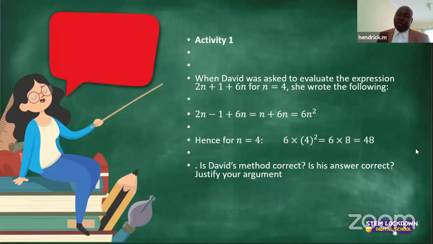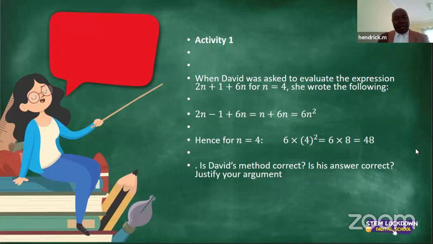But I think what Ntokozo is saying is correct. The correct answer will be 33, in the sense that the first thing you need to do is simplify your expression. In other words, you collect the like terms, 2n plus 6n. So 2n and 6n are definitely the like terms. Once you add 2n and 6n, you get 8n, and of course, plus 1. Now you can substitute the value of n, which is 4. 4 times 8 gives you 32, and of course 32 plus 1 is 33.